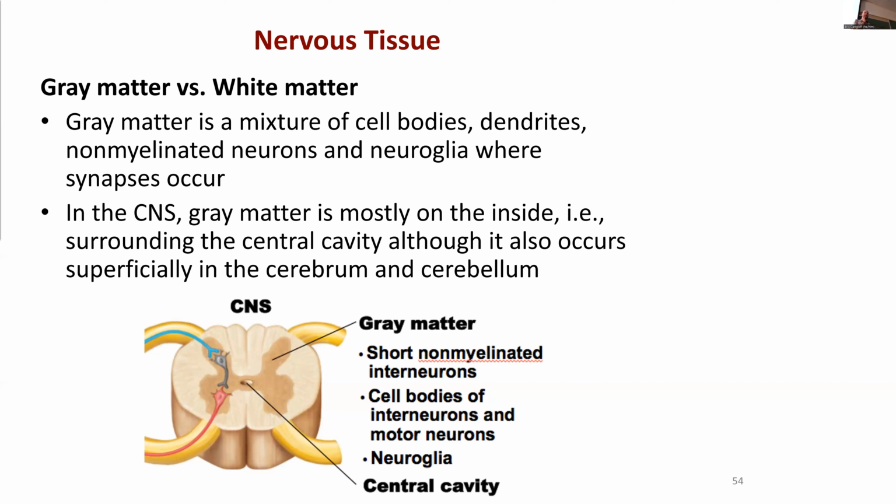In the cerebrum and the cerebellum of the brain, we have some gray matter on the outside as well. And we'll look at that when we get to the cerebral cortex and that kind of thing. So gray matter is the short, non-myelinated interneurons, contains lots of cell bodies, lots of neuroglia. And you can see that here. I want to point out here too, the central cavity that goes down the center of the spinal cord. This central cavity is where cerebrospinal fluid flows. So remember, we have those ependymal cells lining that central cavity, keeping that cerebrospinal fluid moving with their little cilia, doing their job as they should.